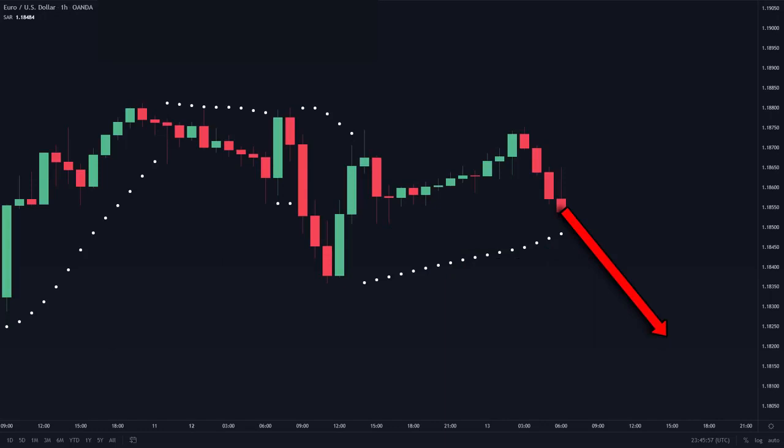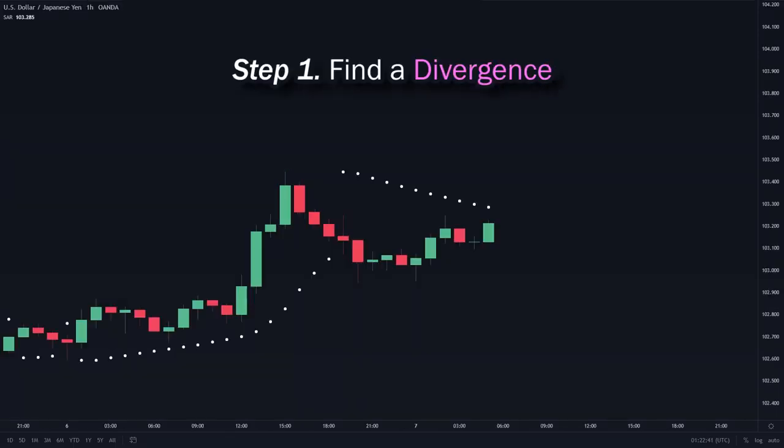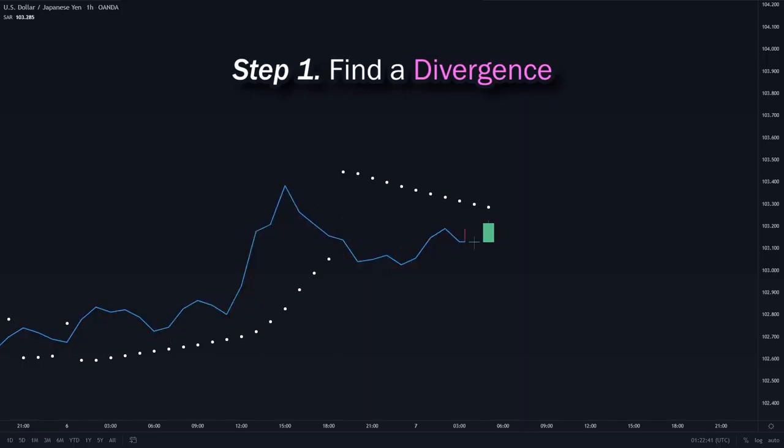So here's how the strategy works. The first step is you want to find a divergence, and to make it easier to find one, I like to change my chart type into a line chart. Next, you want to find instances where the parabolic SAR is moving in the opposite direction of the price. Like in this example, here, we can see that the parabolic SAR is heading downwards, but the price is heading upwards instead. And so this will be your divergence.